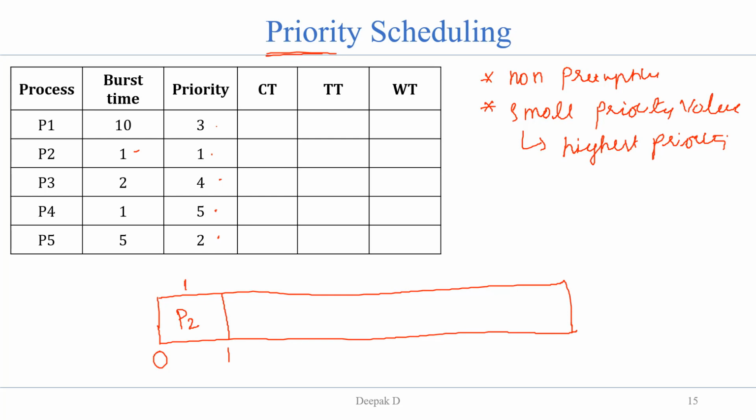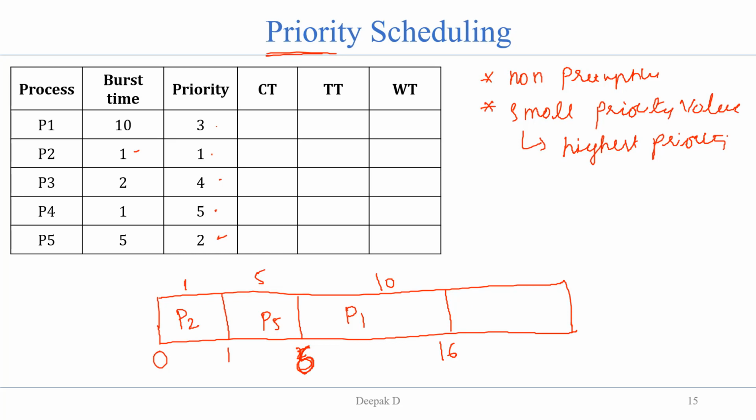Next priority is given to process P5, that is P5 is executed for 5 milliseconds. So it is 6 over here. And the next one is P1, which is having the priority value of 3. What is the burst time here? It is 10. So it is executed 10 seconds and completed at 16 milliseconds.